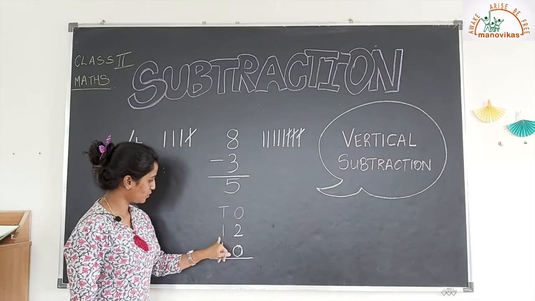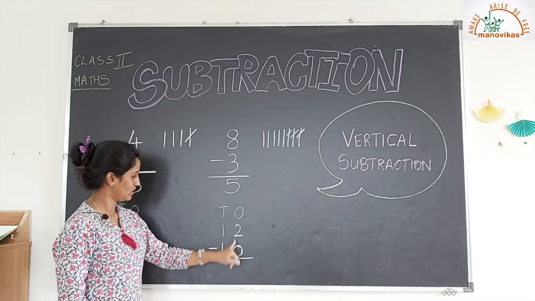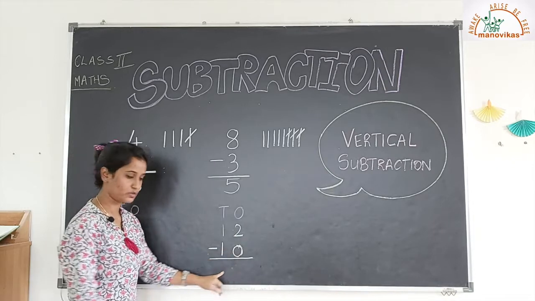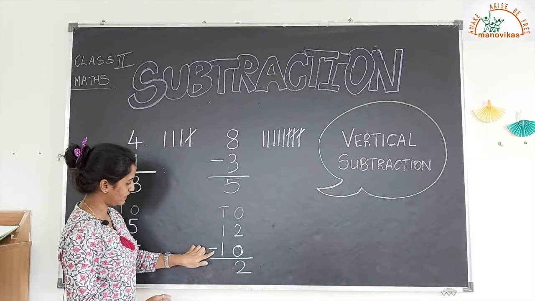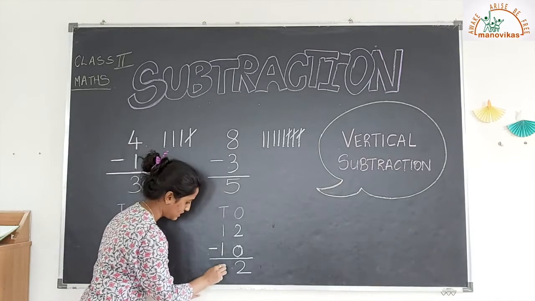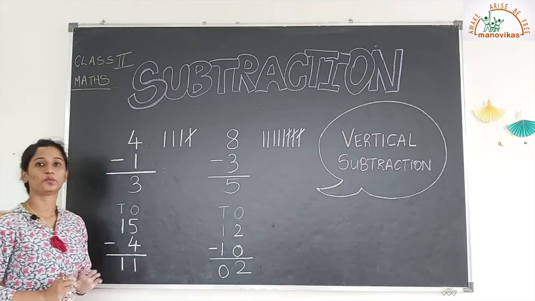Next 12 minus 10. So 2 minus 0 is equal to 2. Next 1 minus 1 is equal to 0. So this was vertical subtraction.